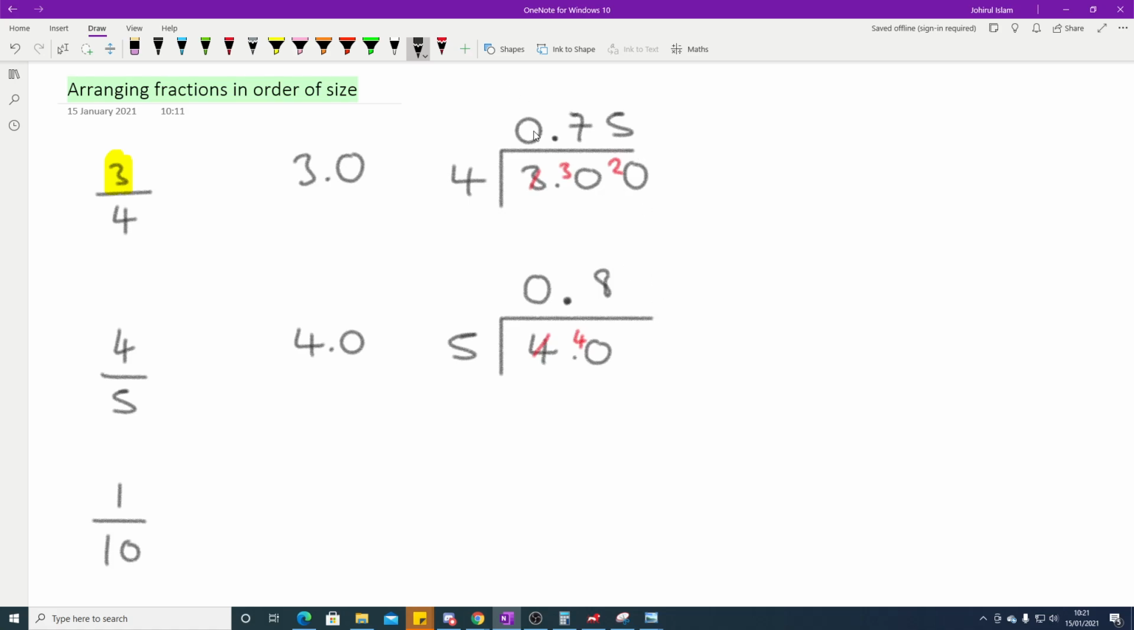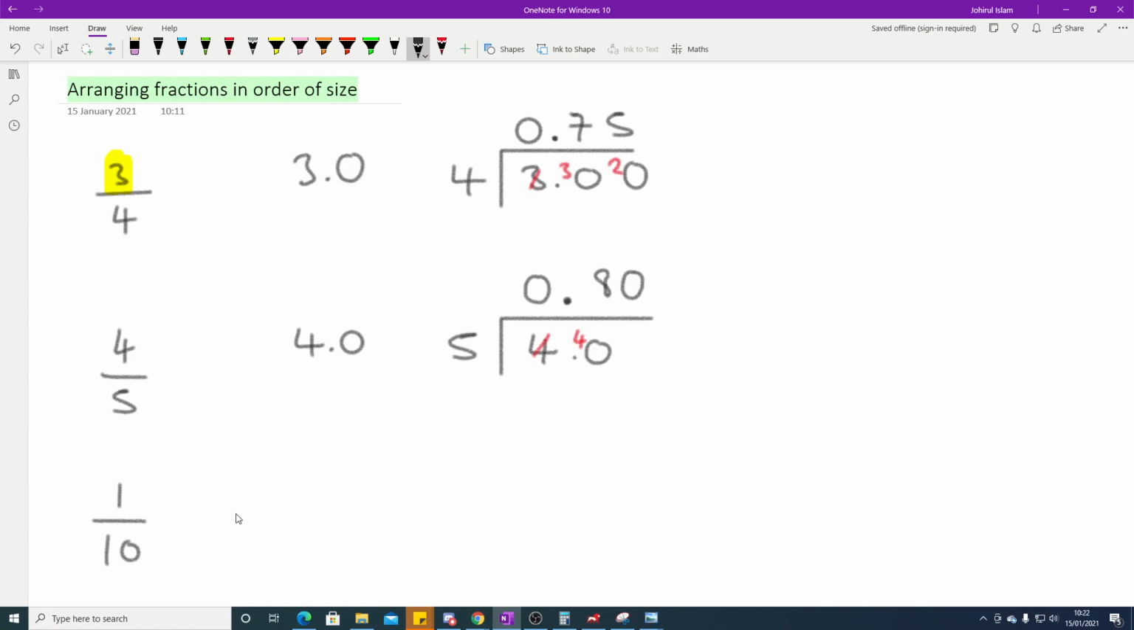Okay, so you can see straight away that we've got an idea of size. The first decimal is 0.75, the second one is 0.8. Now, because there are 2 decimal places here, you can add a 0 here so that it is consistent. So you can see here very clearly which one is bigger. So 0.8 is bigger than 0.75. Therefore, that means 4/5 is bigger than 3/4.